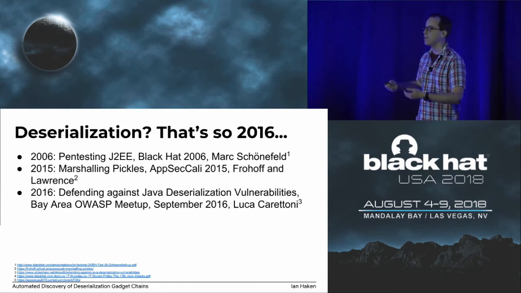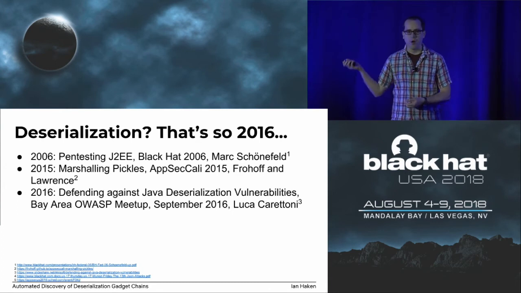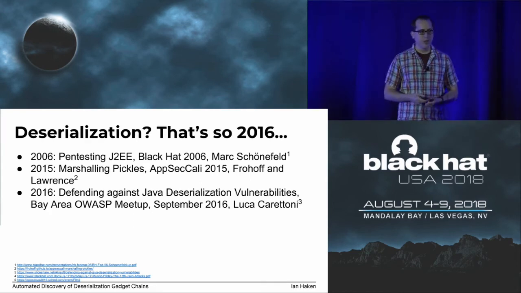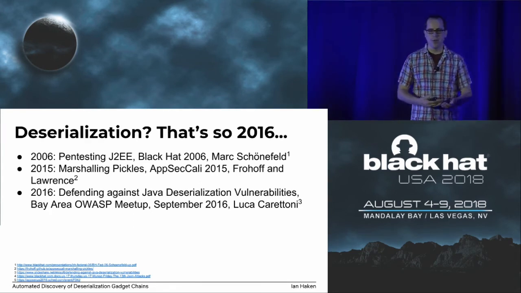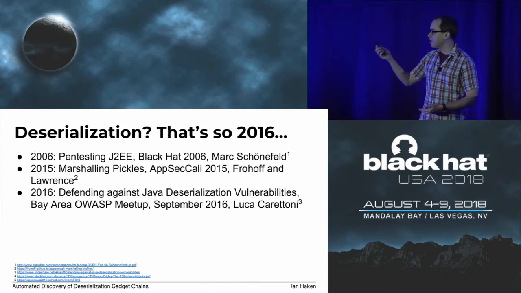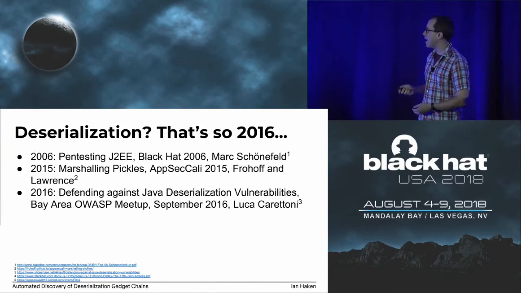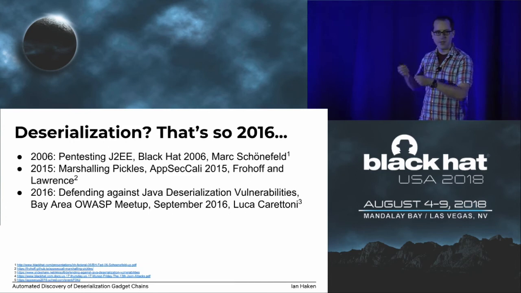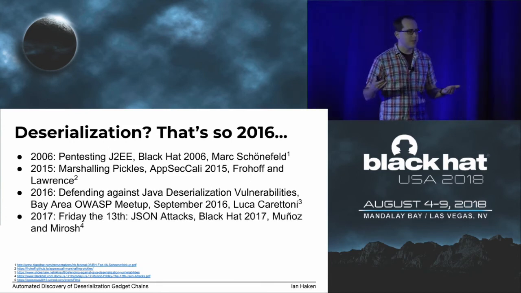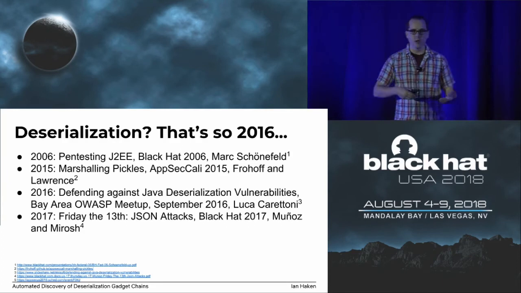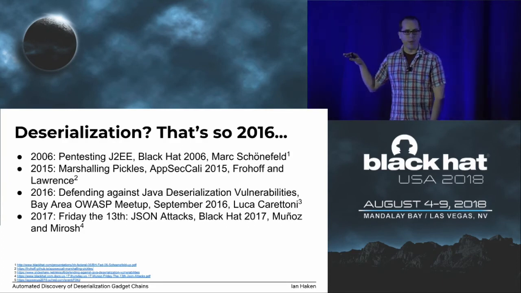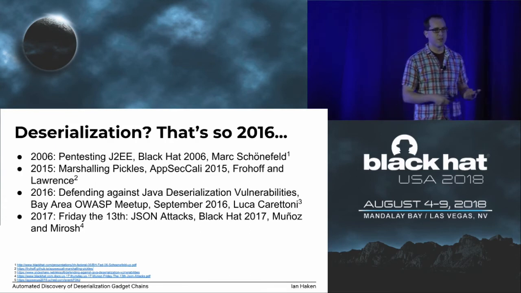And so lots of talks were given in that year. Probably my favorite one was by Luca at an OWASP meetup, where he did a really good job of outlining this is what a vulnerability is, this is what an exploit looks like, this is how you fix them. So this is a good talk to go look at afterwards if you want to dig a little deeper on what vulnerabilities look like. But the subject didn't end there. At last year's Black Hat, Muñoz and Miroshis gave a talk about JSON parsing libraries that are also subject to these kinds of deserialization attacks.